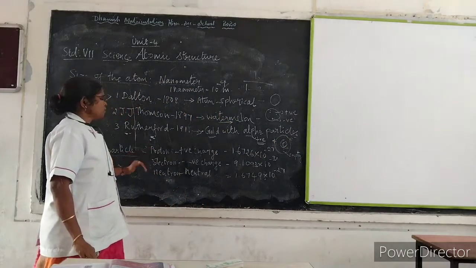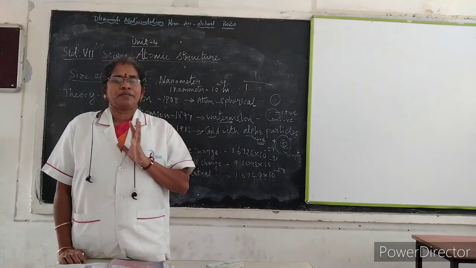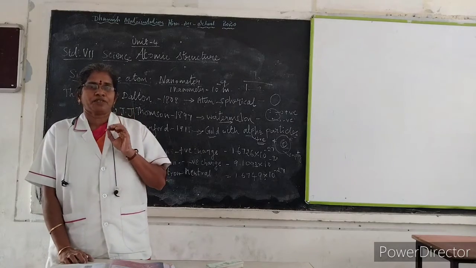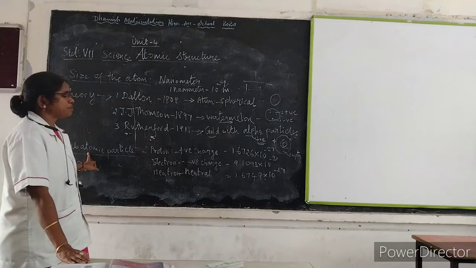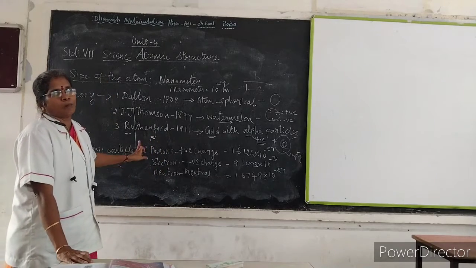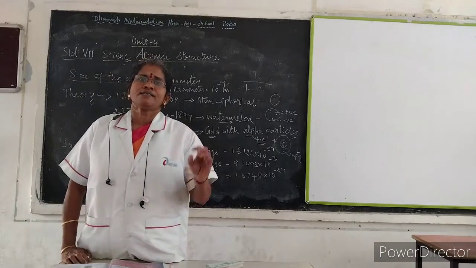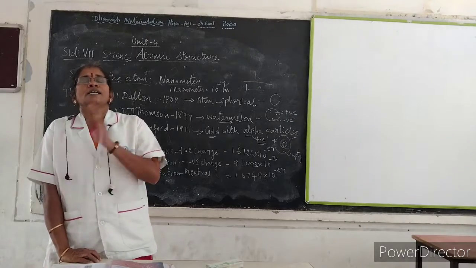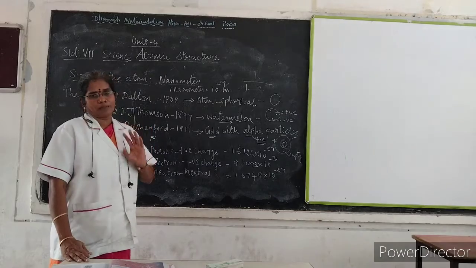Then coming to subatomic particles. Subatomic particles are nothing but the particles which are present in an atom. The particles which are present in an atom, we name as subatomic particles. So what is meant by subatomic particles? The particles which are present in the atom, we call subatomic particles. Clear? So what are all the subatomic particles?